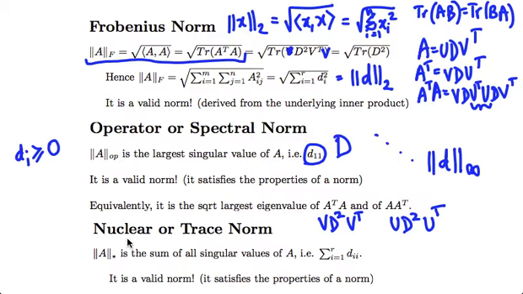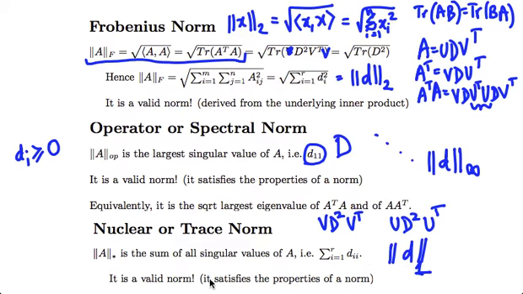Lastly, let's discuss the nuclear or trace norm. Now the nuclear norm, it's often given by a star. It's the sum of all the singular values of A. So one can think about it as the one norm of D. You should think of that as the number 1, right? So this is the one norm of D. It's the sum of all the D_i's. Now since the D_i's are positive, I don't need to take their absolute values.